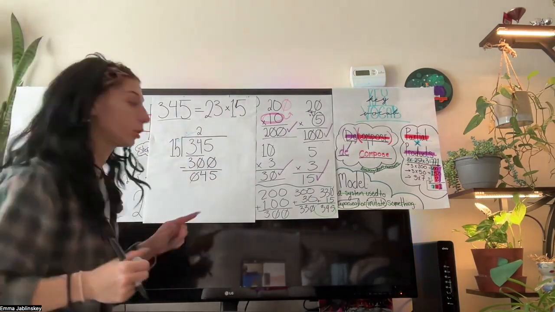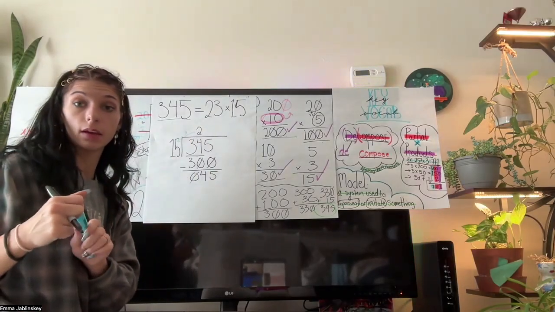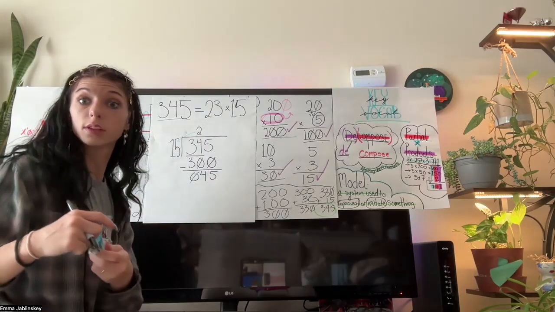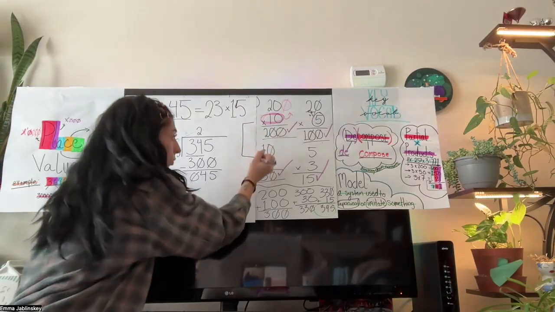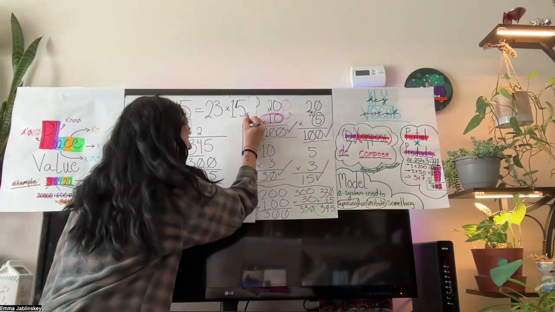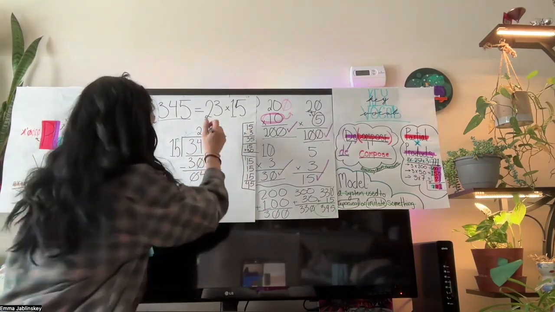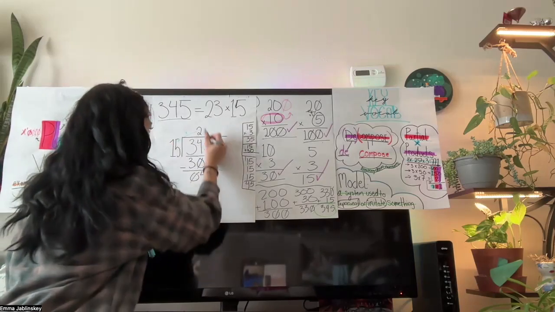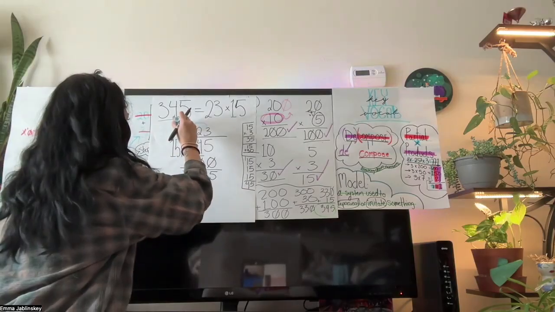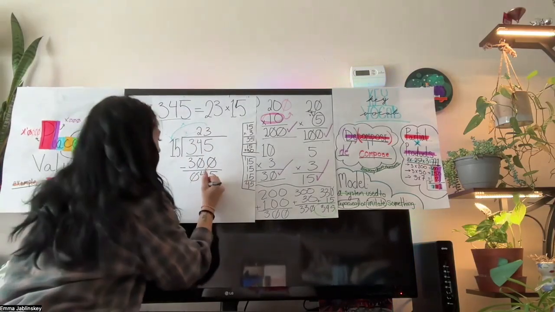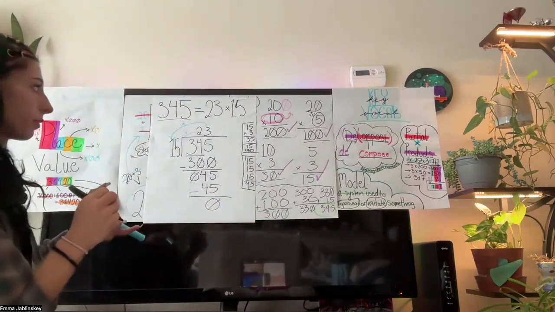Now, we know that 15 goes into 34 2 times. So 15 times 2 is 30. If 15 times 2 is 30, what's 15 times 3? We'll do a little side note, because we just learned how to do this. 15 times 3. So 15 goes into 45 3 times. 3 times 15 is 45. And 45 minus 45 is 0, which means we have a remainder of 0.